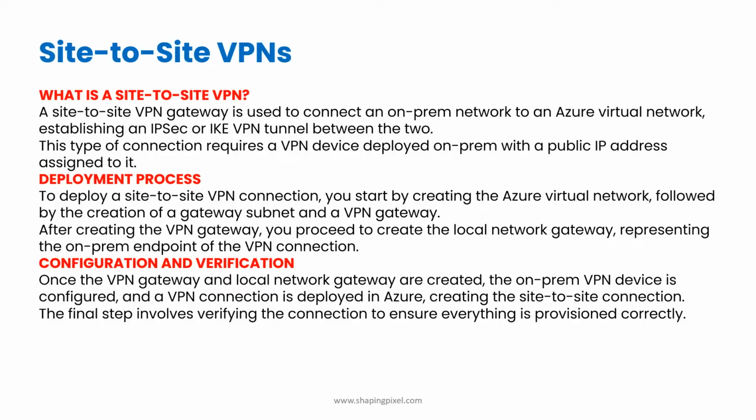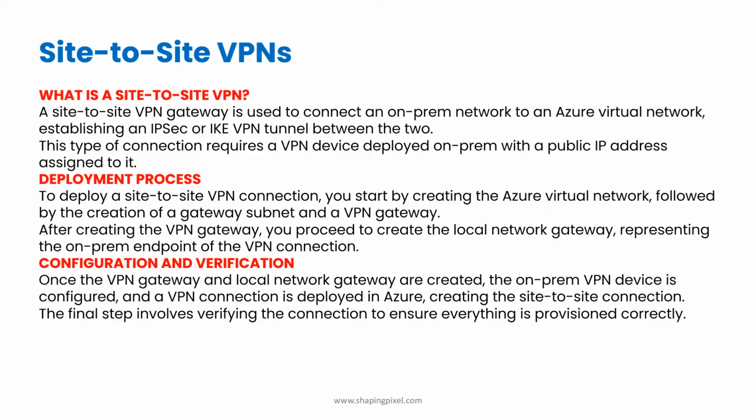Welcome to Understanding Site-to-Site VPNs. We are diving into the world of site-to-site VPNs, exploring what they are, why they are used, and how to deploy one. A site-to-site VPN gateway is used to connect an on-premises network to an Azure virtual network, establishing an IPsec or IKE VPN tunnel between the two. This type of connection requires a VPN device deployed on-premises with a public IP address assigned to it.